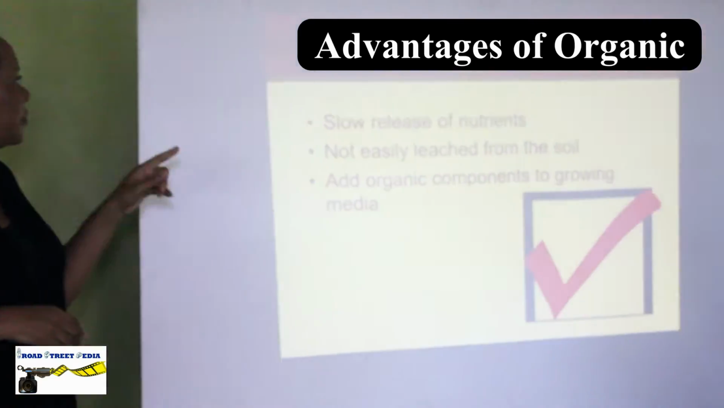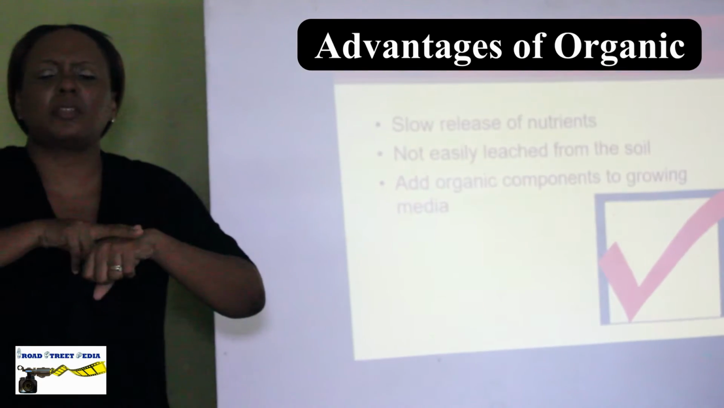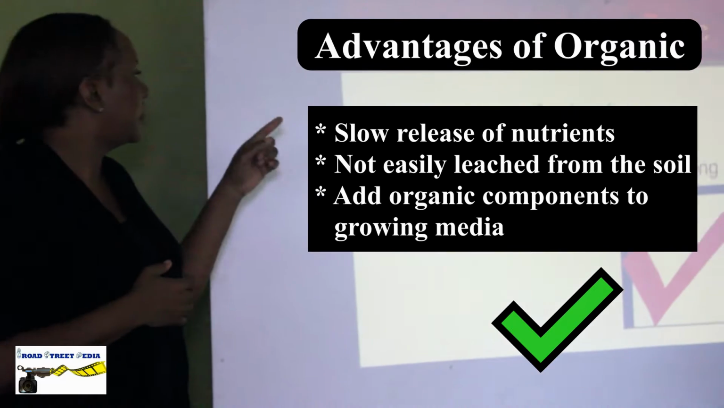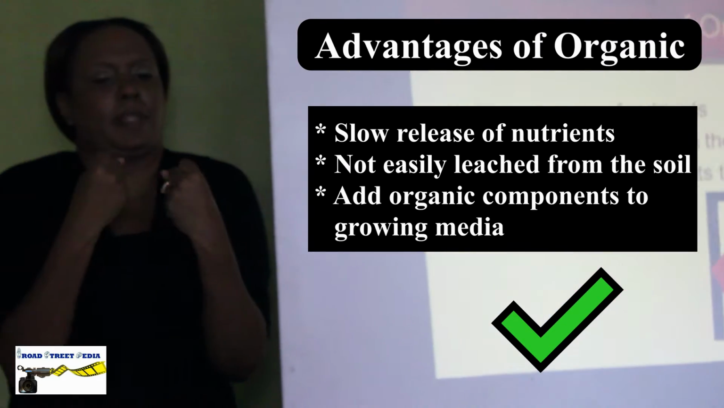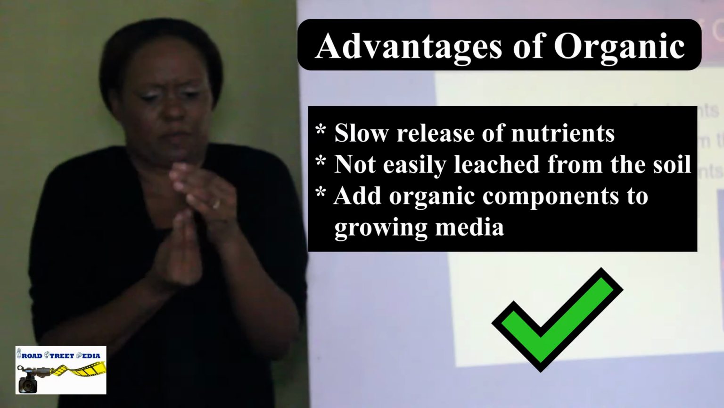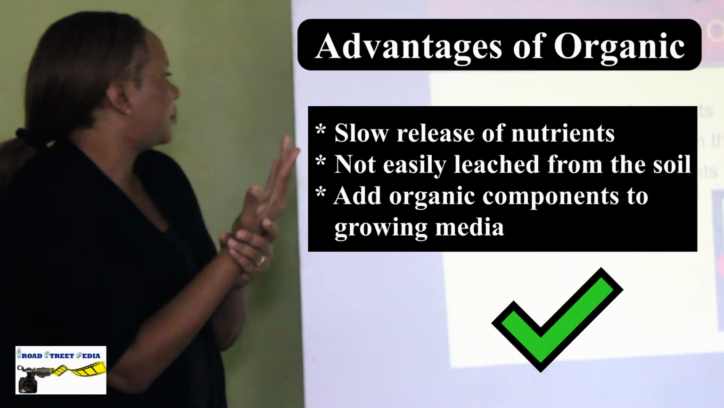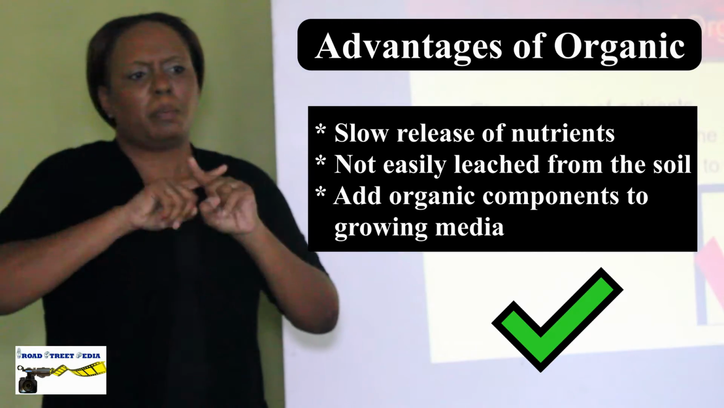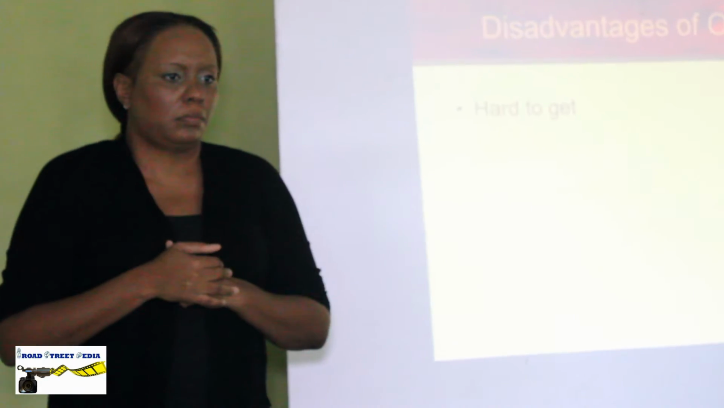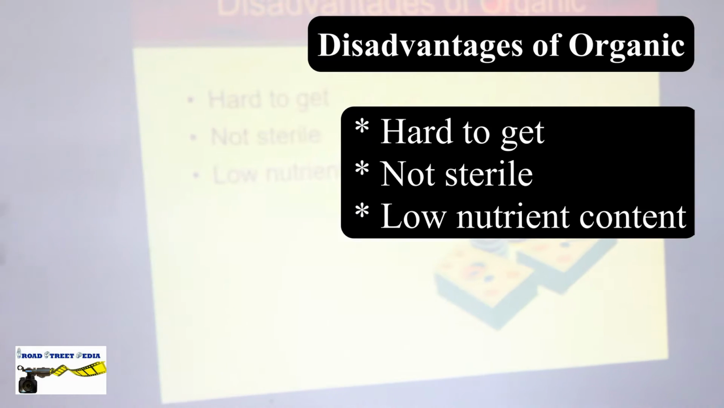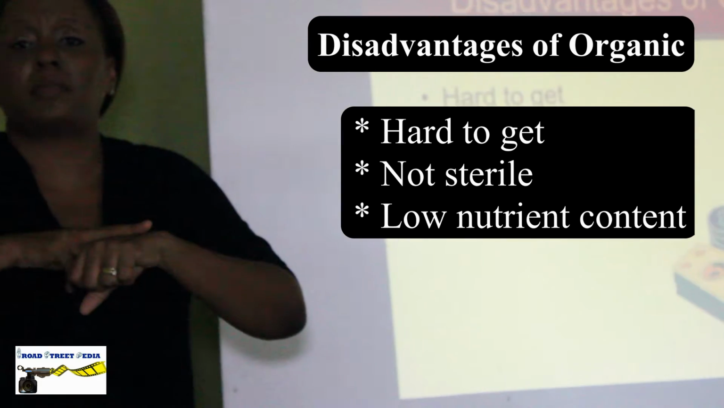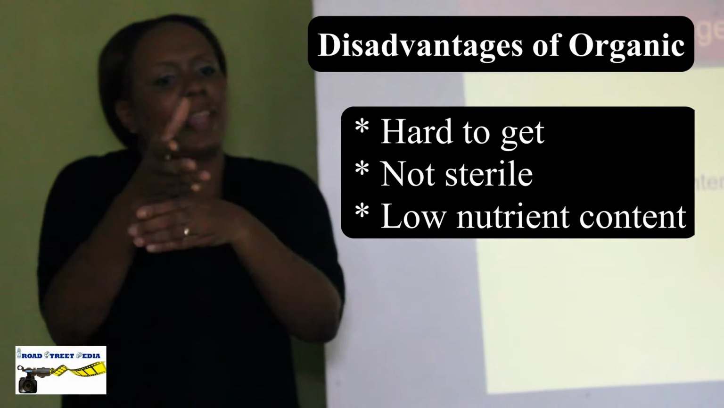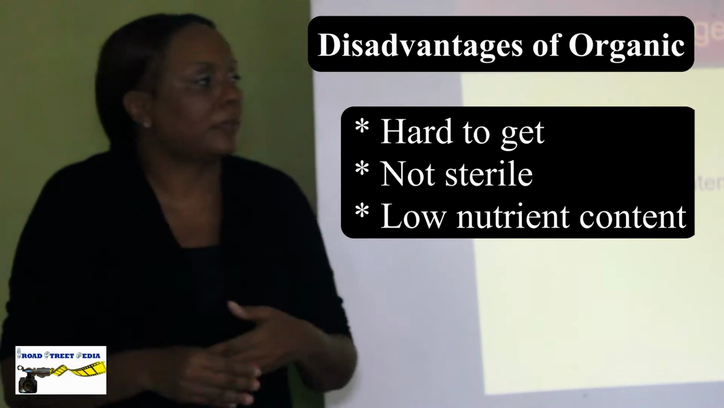The advantage of the organic, as you can see, is that they release slowly to the plant, and they add organic components. We will give you a copy of these things. The disadvantage of the organic is that it is hard to get. The dung may not be sterile, and the nutritional value may disappear quickly.